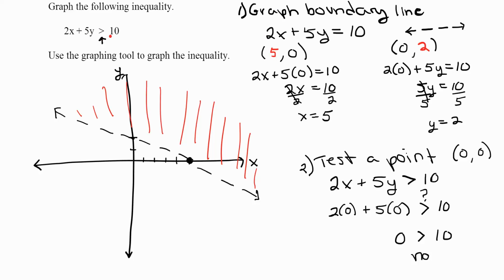So we graphed the boundary line. We determined that the boundary line was a dotted line because it didn't include the equal symbol, which means that the points actually on the line do not satisfy the inequality. Then once we've graphed the boundary line, we test a point. (0, 0) is the easiest point if it's not part of the boundary line, and we determine which side to shade based on whether that point (0, 0) made it a true statement or not.